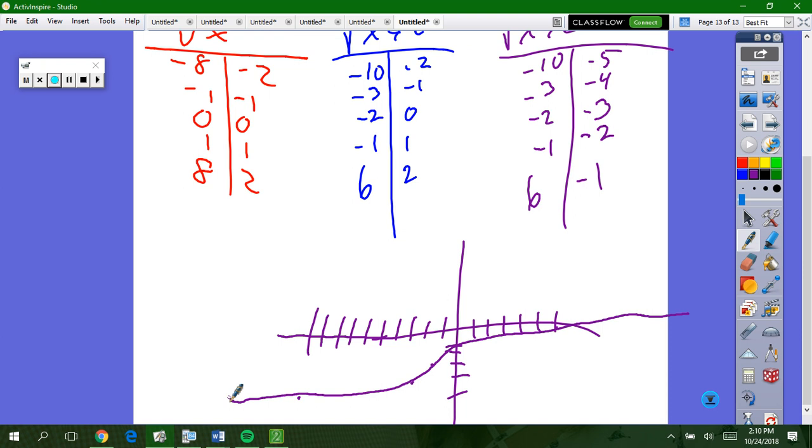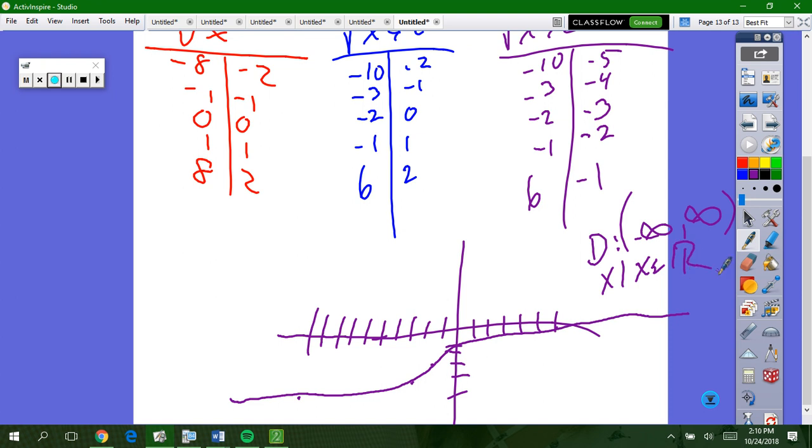What's its domain? Negative infinity to infinity, because it keeps going. Doesn't it make sense that it should be negative infinity to infinity? Because I can plug in both positive and negative numbers into a cube root. So my domain is, once again, negative infinity to infinity, or we could say x such that x belongs to the real numbers.